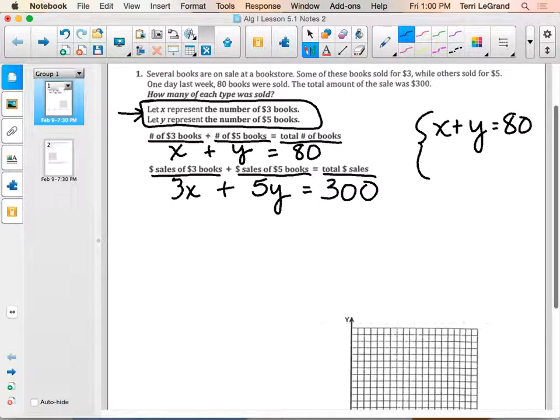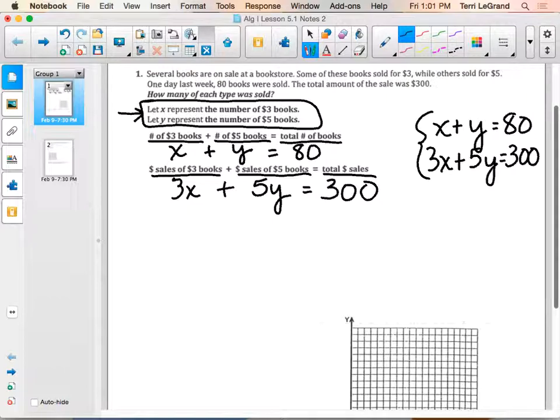Money plus money, somehow it turns out to be books. Make sure that what you're adding, subtracting, whatever you're working with, when you put it all together, you still have the same thing in the end. So setting x plus y equal to 300 would have made no sense. Number of books plus number of books equals $300. That make sense? So here's our other equation, 3x plus 5y equals 300.